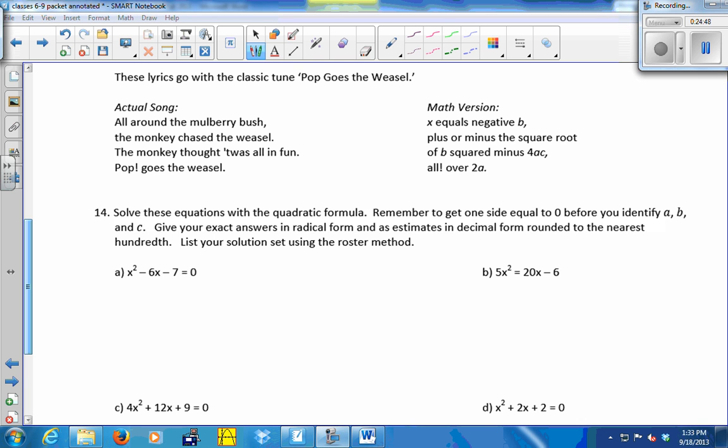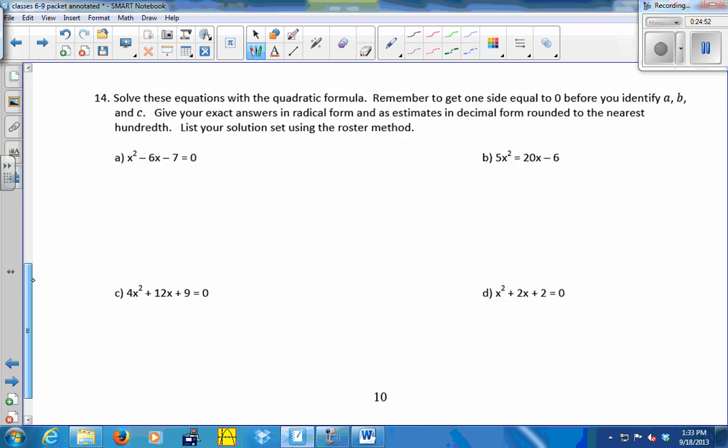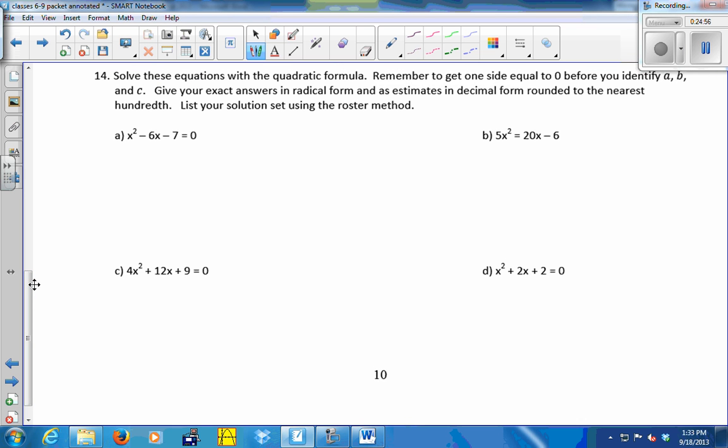All right, so I'm just going to do a couple of these because we're running out of time, and I want you to have time for the quiz. To solve with the quadratic formula, the first thing you have to do is have one side be 0. Right? And then after that, you have to identify A, B, and C and plug them into the formula. So let's do B together.